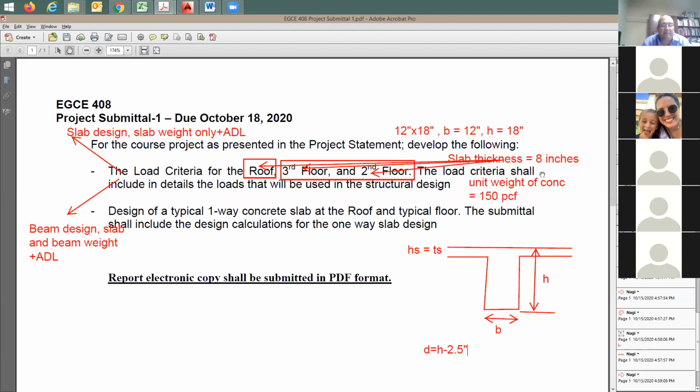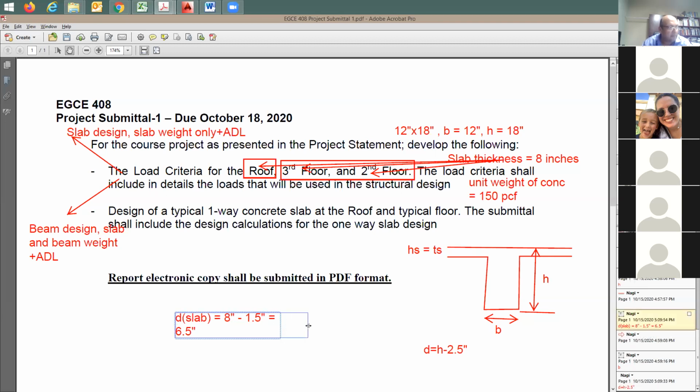How about the cover for the slab, right? Someone's going to say, no, the slab thickness is 8 inches. What does it mean by 8 inches? The entire slab thickness, right? How about d of the slab? I'm going to say here, d for the slab is equal to 8 inches minus, let's say, 1.5 inch. 6.5 inches is going to be the depth of the slab. And the depth of the beam is going to be h, which is 18 inches, minus 2.5.